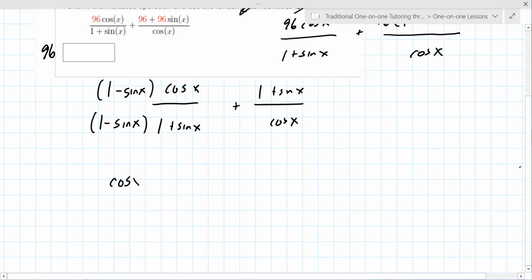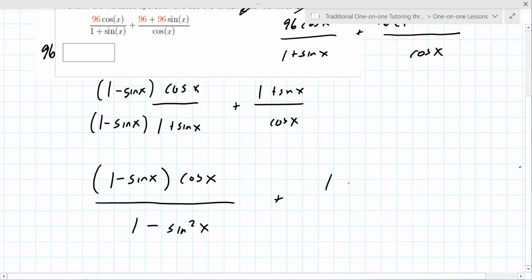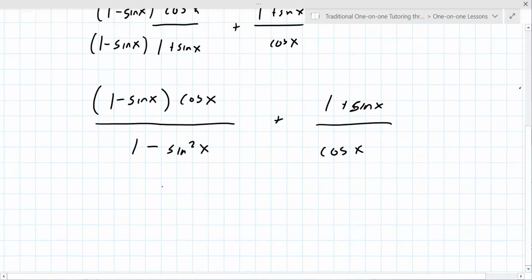Okay, so this becomes cosine x. Well, actually, let me not multiply the top. That's the correct strategy. So it's 1 minus sine x times cosine x, and on the bottom you get 1 minus sine squared x, which we know is a Pythagorean identity. It's cosine squared x. This is really cosine squared x, which means that one cancels with that one.